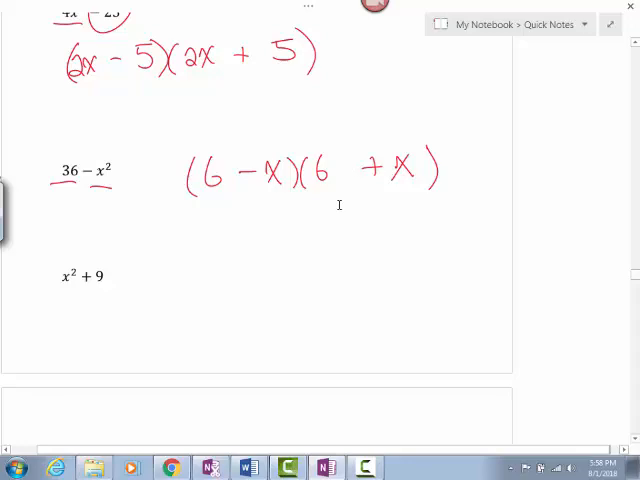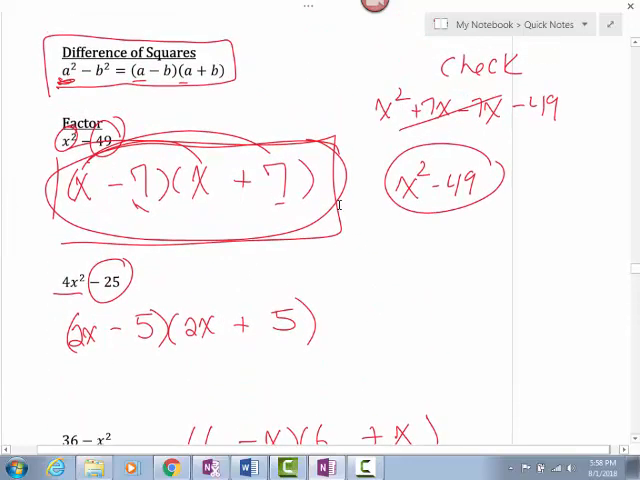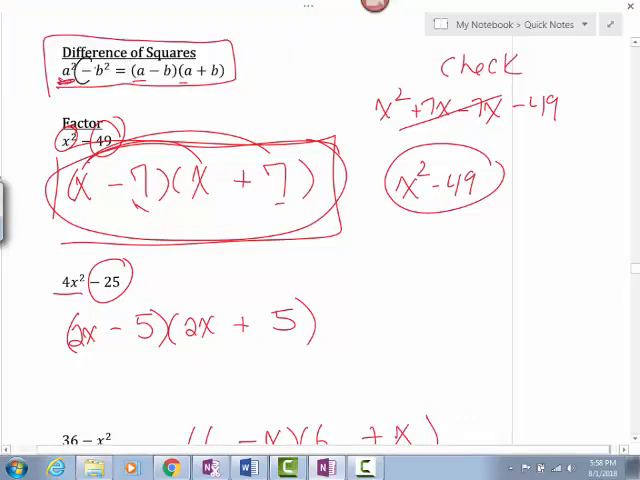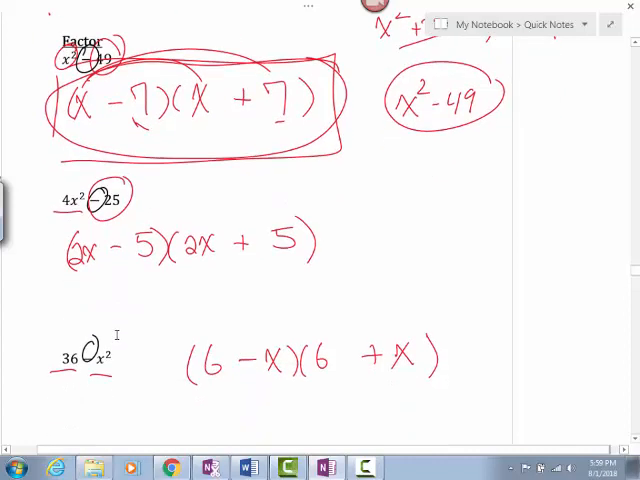Now, what's real important about all these problems, this is what we call the difference of squares, right? And I want you to notice there's a minus in the middle. There was a minus in the middle, right? That's why it's called the difference of squares.